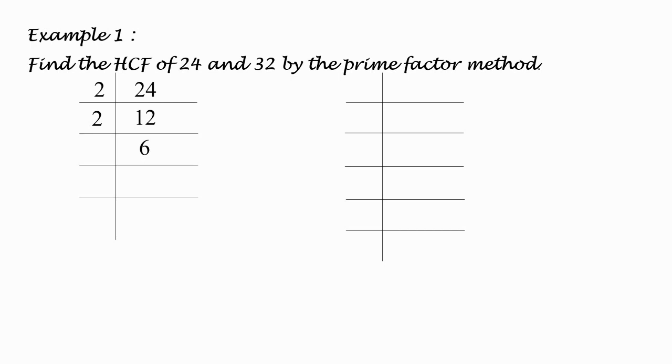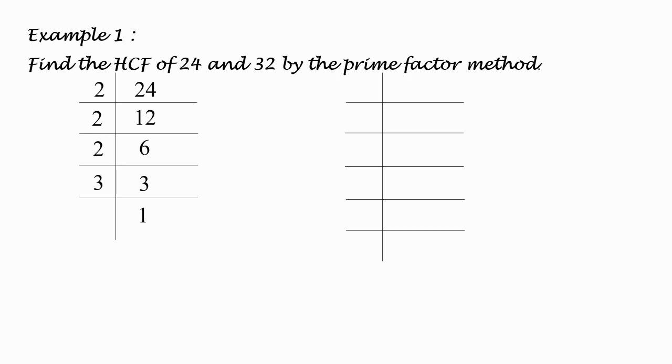Now further we have to factorize 6. The factors of 6 are 2 and 3. So from 2 and 3, again 2 we will be writing on the left hand side of the vertical line and 3 we will write below 6 on the right hand side. Now 3 itself is a prime number, so the factors of 3 are 3 and 1. So we will be writing 3 on the left hand side of the vertical line and 1 we will write below 3 on the right hand side.